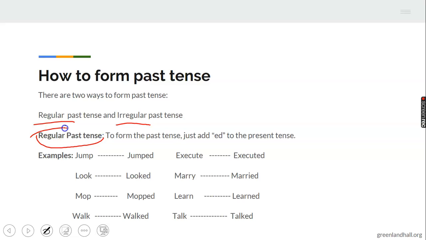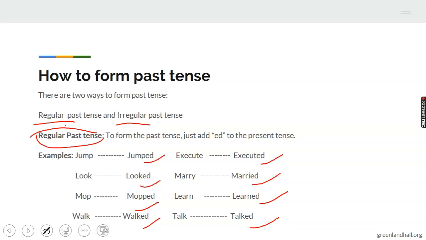To form the regular past tense, just add ed to the present tense. When you add ed to the present tense, you get your past tense. That's the one we call regular. Look at jump, jumped. Look, looked. Mop, mopped. Walk, walked. Execute, executed. Marry, married. Learn, learned. Talk, talked.